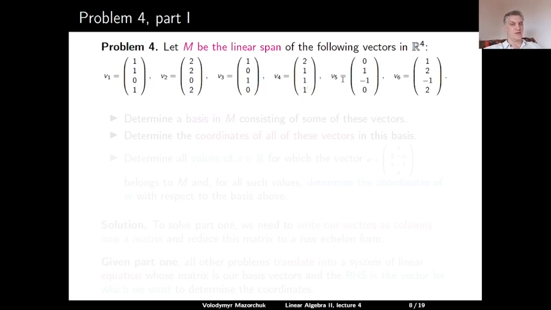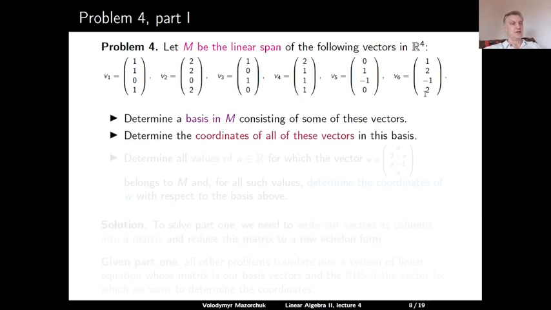The vector v5 is 0, 1, minus 1, 0. And the vector v6 is 1, 2, minus 1, 2. First assignment. Determine a basis in M consisting of some of these vectors. Second, determine the coordinates of all of these vectors in this basis.